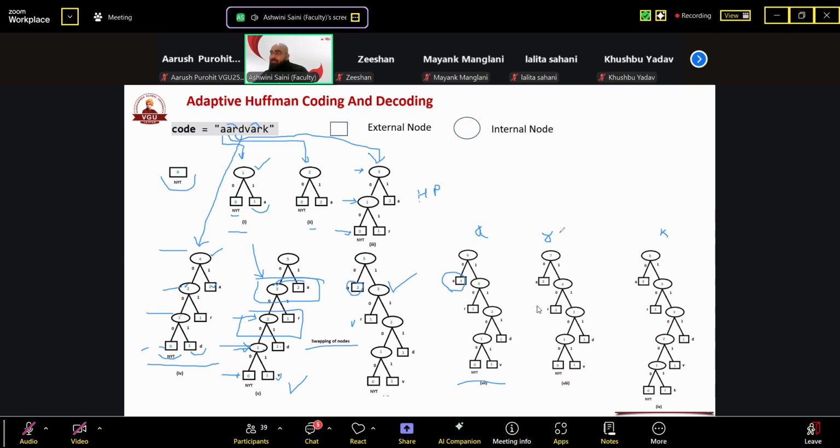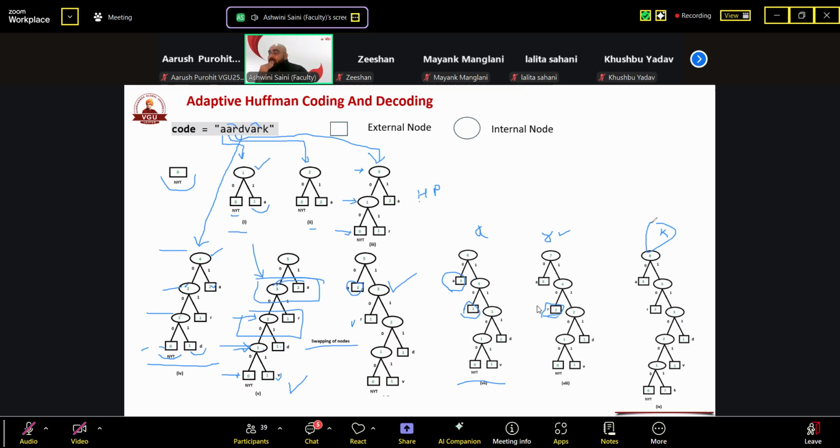Then we are checking for R. Where is R? R is here. So R initially had weight 1. Now we are updating the weight of R to 2. And again we are checking the Huffman property. If it is satisfying, then there is no issue. I think 2 and 2, it is satisfying. There is no issue. Then we are moving forward to K.